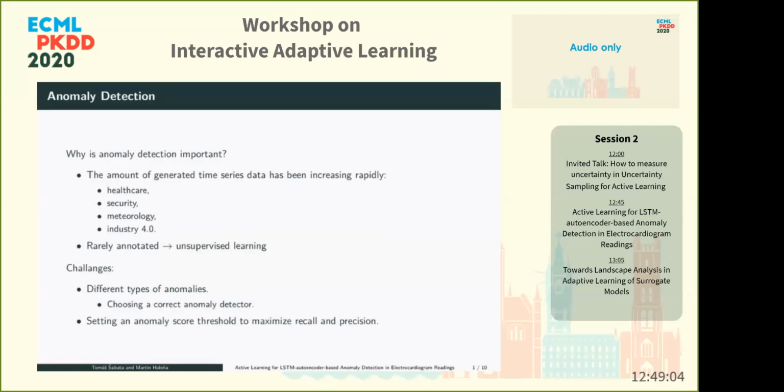In recent days, the amount of generated data is increasing in many domains. We can see it in many fields, such as healthcare, security, meteorology, or Industry 4.0. The main aspect of Industry 4.0 is automatization, and for that, a huge number of sensoric data, especially time series data, is collected and analyzed. However, although a huge amount of data is available, only a small portion of it is annotated. Therefore, unsupervised machine learning techniques are crucial, and anomaly detection is one of them.